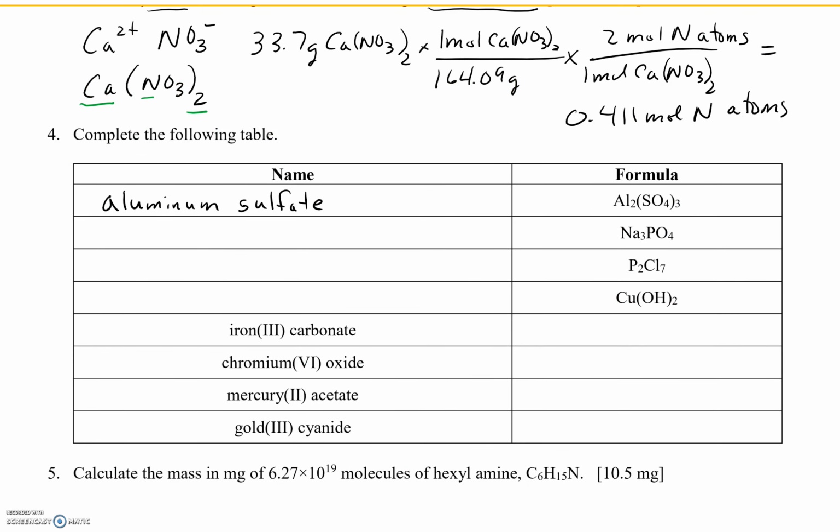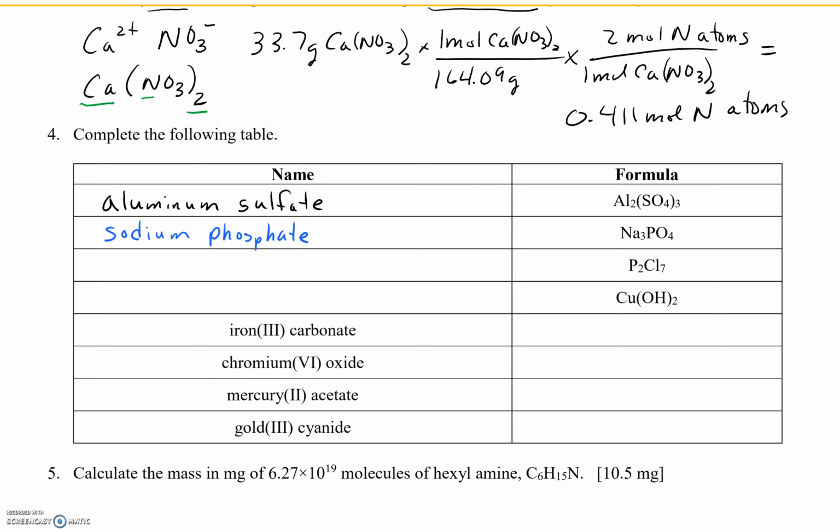Next compound, Na3PO4. The Na is from the Latin name natrium for the element, but we call it sodium in English. And the PO4 is phosphate. So the name of that substance is simply sodium phosphate.